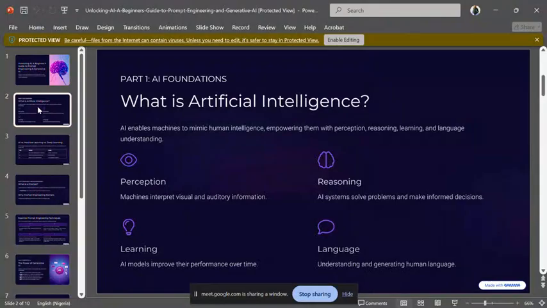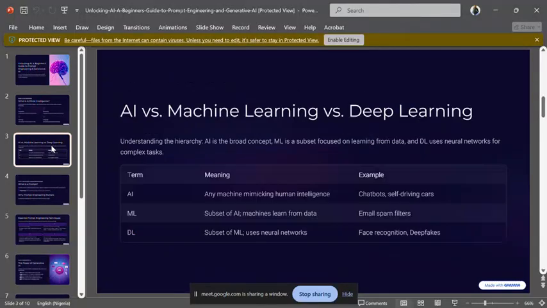Now, part one. What is artificial intelligence? AI enables machines to mimic human intelligence, empowering them with perception, reasoning, learning, and language understanding. Perception: machines interpret visual and auditory information. Reasoning: AI systems solve problems and make informed decisions. Learning: AI models improve their performance over time. Understanding and generating human language. This is just a brief summary of what AI is all about. So we'll move on to the next.